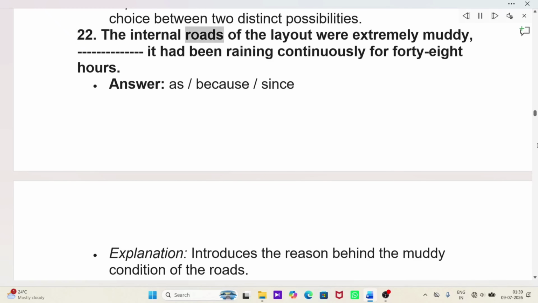22. The internal roads of the layout were extremely muddy, it had been raining continuously for 48 hours. Answer: as / because / since. Explanation: introduces the reason behind the muddy condition of the roads.